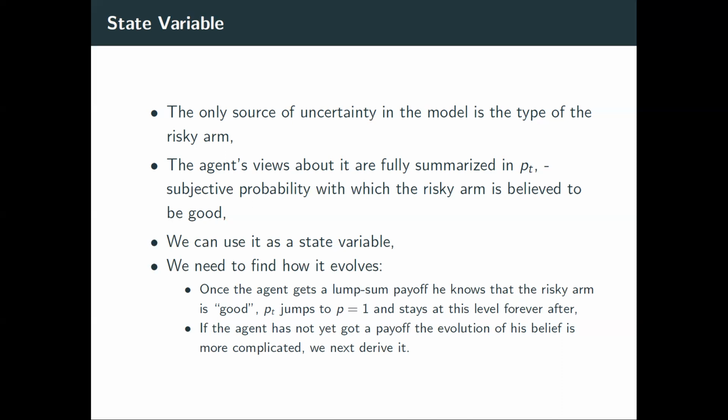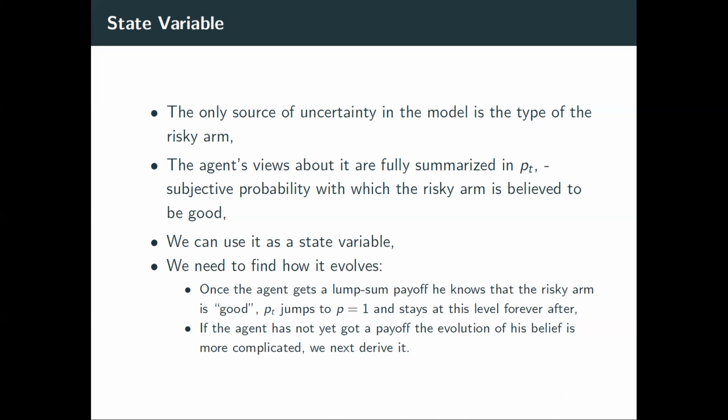to actually calculate the evolution of the state variable, right? Like how this pt evolves in time. Clearly it somehow evolves because you use some arms, and the usage of the arms, as we just indicated before, is suggestive. Because once you have an arrival, you clearly understand that it's a good risky arm, and therefore your belief instantly jumps to 1. So you're certain that this risky arm is good, so p is equal to 1.